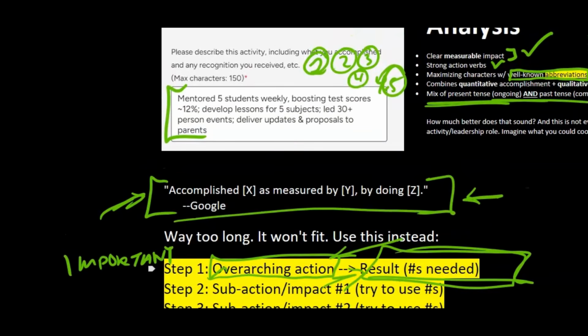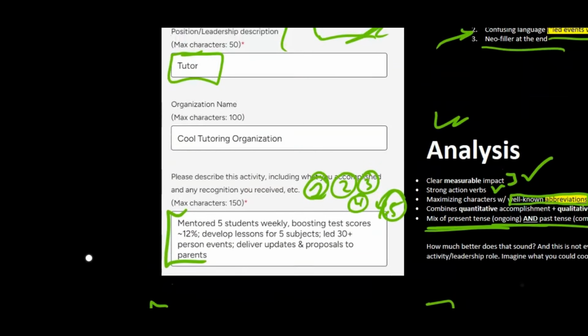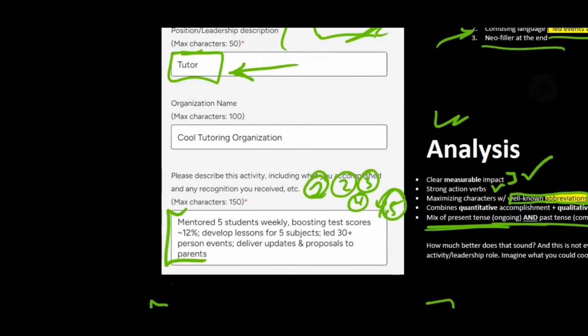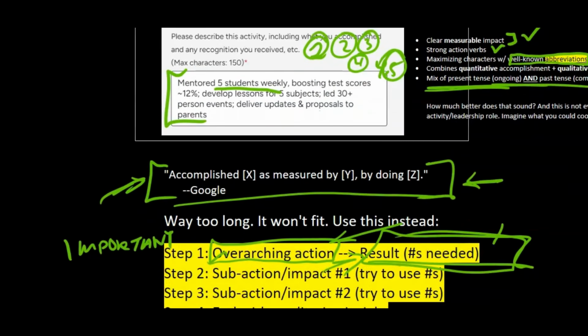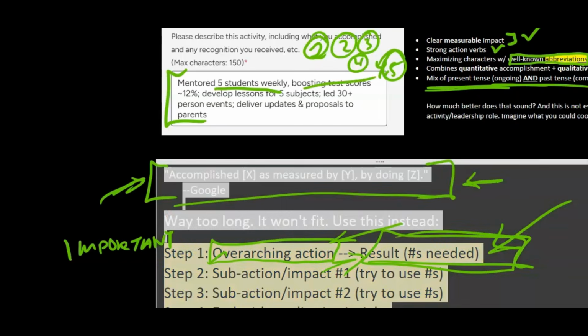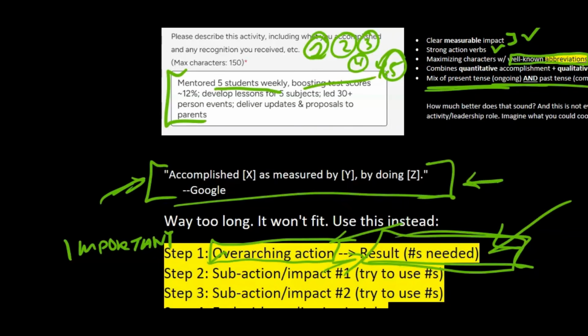If we look back at our tutoring example, our overarching action, which ties into being a tutor, right? Your main responsibility is tutoring kids. And so we mentored 5 students weekly. And then the direct result here is you boosted test scores by around 12%. That is how you employ step 1.